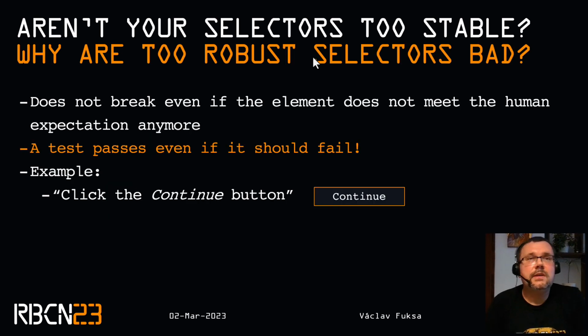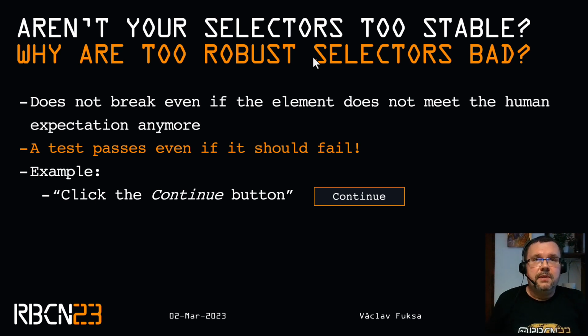But what is it that makes too robust selectors bad? Don't we want our selectors to be as robust as possible, to become broken just in inevitable cases? Simply put, no. And that is because the too robust selector doesn't break even if the element lost its original meaning. And owing to it, the test where a too robust selector is used passes even if it should fail. It means the test gives a false pass.